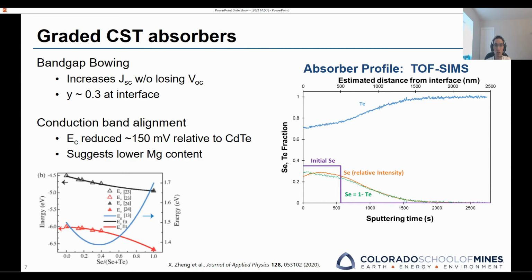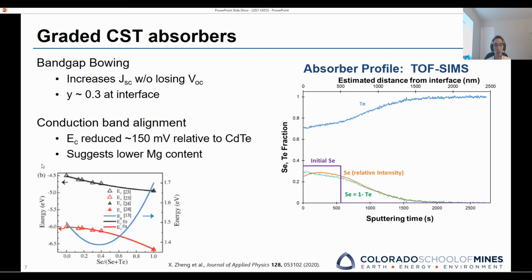In this study, we have shifted gears from CdTe to CST absorbers. Looking at the top SIMS profile here, after device processing, we create a graded selenium content in the absorber with a maximum of 30% selenium. Going to the bandgap diagram here of CST, it shows that we're at the minimum bandgap of CST with around 30% selenium, which aims to increase the current collection without losing the voltage.